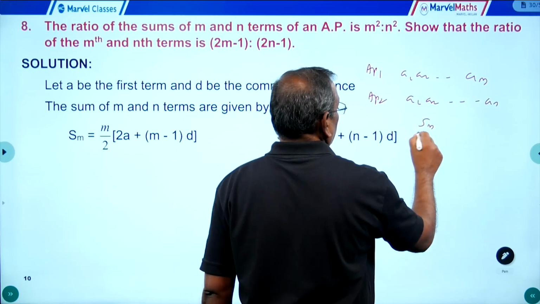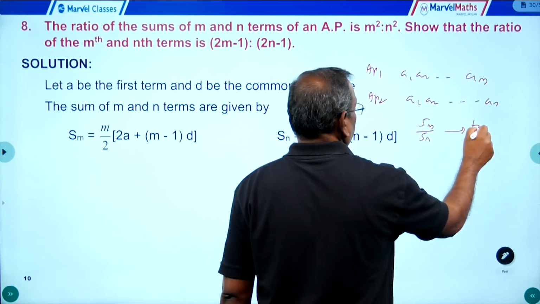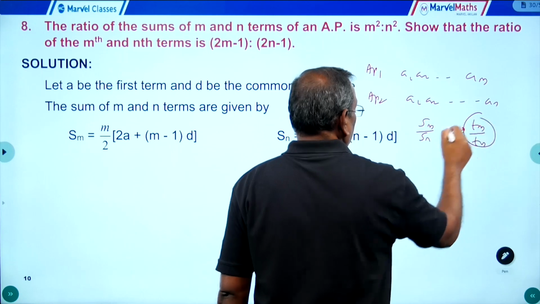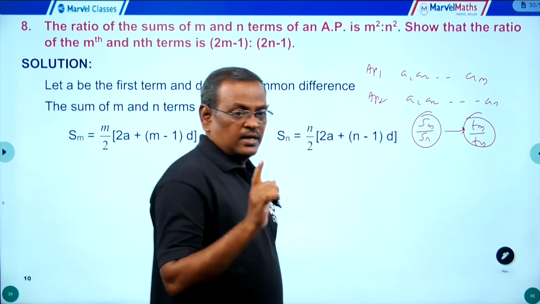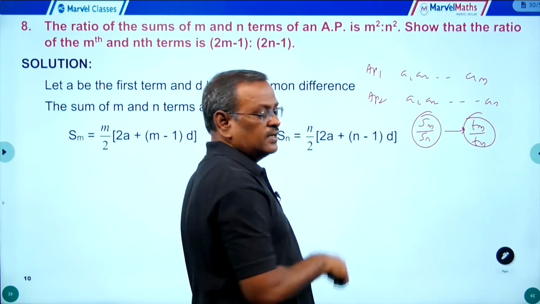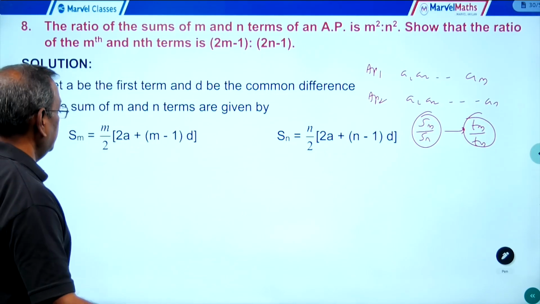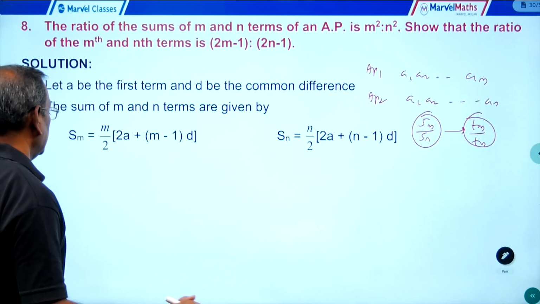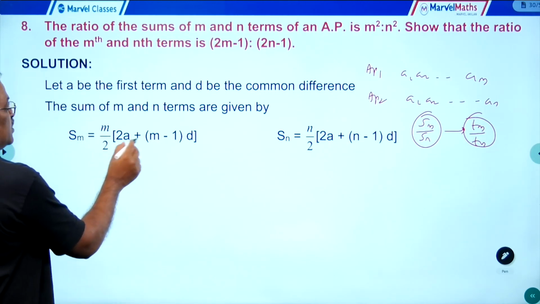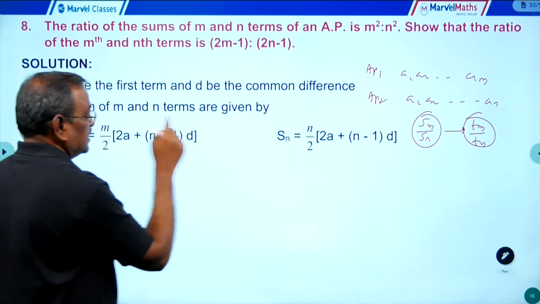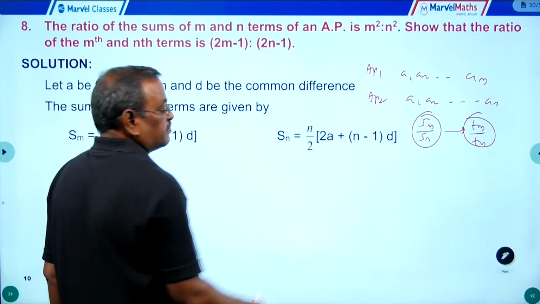Sm by Sn is given. Our aim is to find Tm by Tn. From this you can get one relation. Substitute that relation in Tn, and you will get the answer. Now first, let a be the first term and d be the common difference. The sum of first m terms, Sm equals m by 2, 2a plus (m minus 1) into d, and Sn equals n by 2, 2a plus (n minus 1) into d.